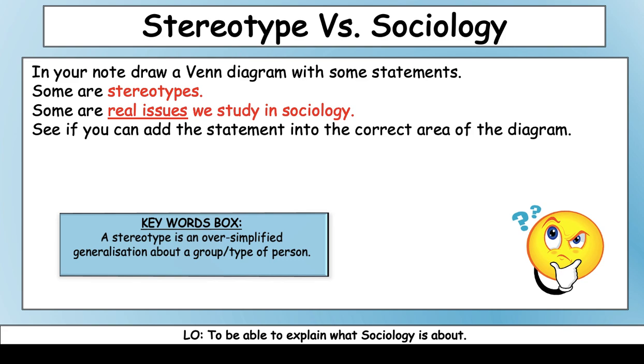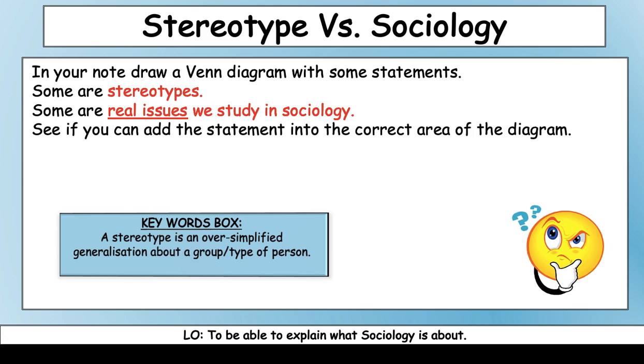So what I want you to do is draw a Venn diagram, and I'm going to give you some statements. Okay, now some of these statements are stereotypes, some of these statements are not stereotypes. They are real issues that we study in sociology. So I want to see if you can tell me which one is sociological and which one is stereotypical. Okay, your key words box.